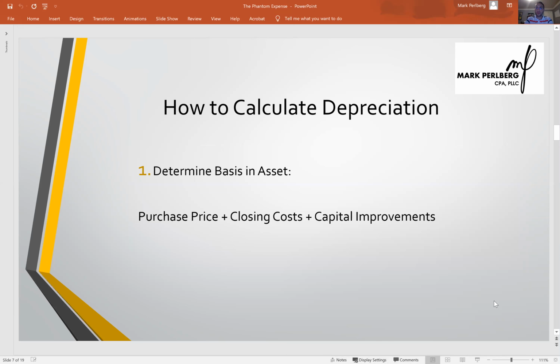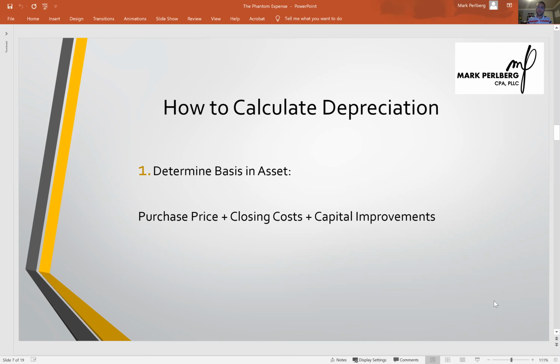Next, I'm going to talk to you about how we calculate depreciation. The first step is to determine the basis in the asset. The basis of the asset is how much we are going to put on our balance sheet for this real estate purchase that we're investing in. To calculate this, we have the purchase price, and then included in the basis of this property, we have the closing costs and any capital improvements.